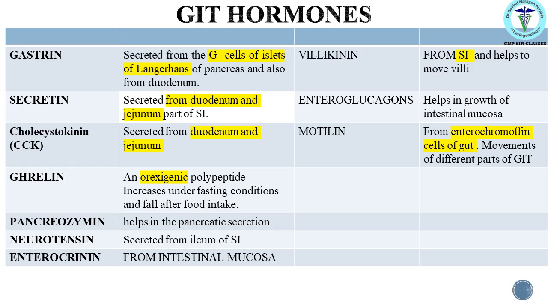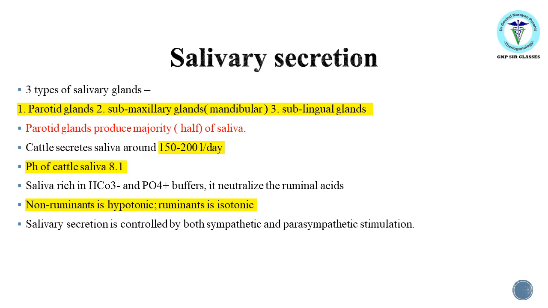Various hormones play essential roles in gastrointestinal function. For instance, gastrin is secreted from the stomach and duodenum, while secretin and CCK are secreted from the small intestine, each having specific functions in digestion. Salivary secretion involves three types of glands: parotid, submaxillary, and sublingual. These glands produce saliva, which is crucial for digestion. The secretion is controlled by both sympathetic and parasympathetic stimulation.